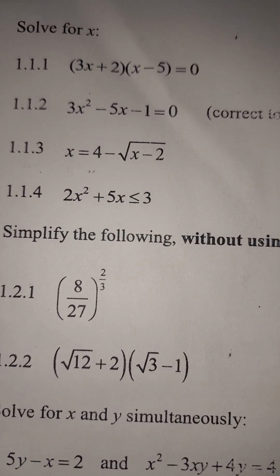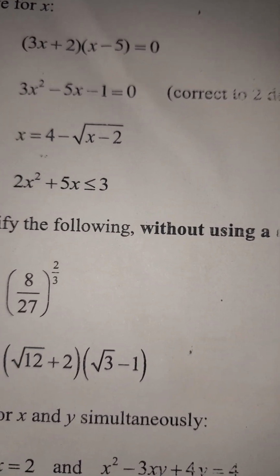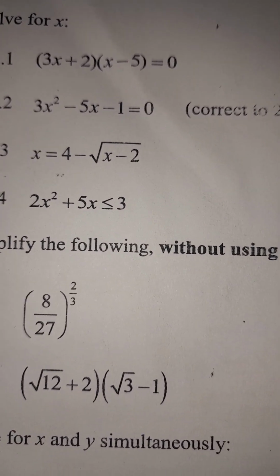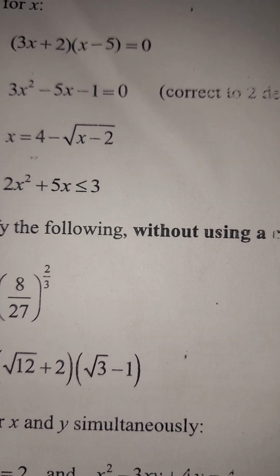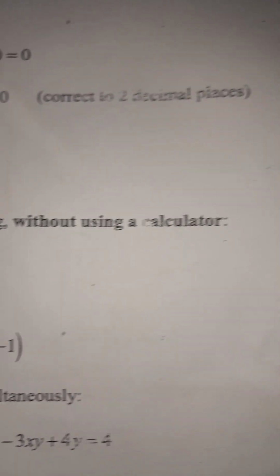At 1.1, we are given (3x + 2)(x - 5) = 0. This is a product, so we don't have to simplify this. We just have to equate each factor to 0. How many marks is that? That's 2 marks, right? Let's put this into practice.